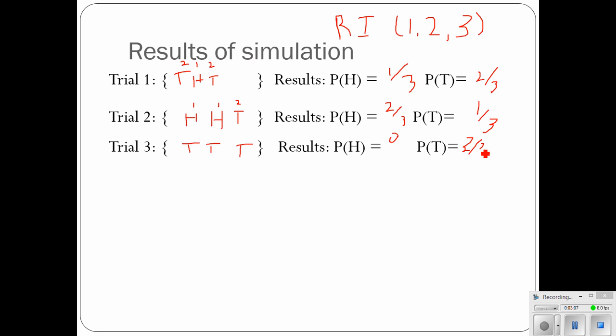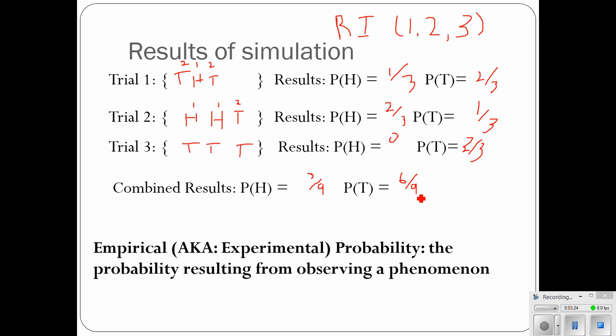And if we started to combine these things, we got 9 total trials. In the long run, we should start to see something play out. So this is 3 out of 9 heads, and this would be 6 out of the 9 flips, or tails. But what we're looking at in each one of these examples, this probability of heads and probability of tails, is a probability resulting from an observation. What's called empirical, or another E word which goes right with it, experimental probability, what we actually experimented to do.